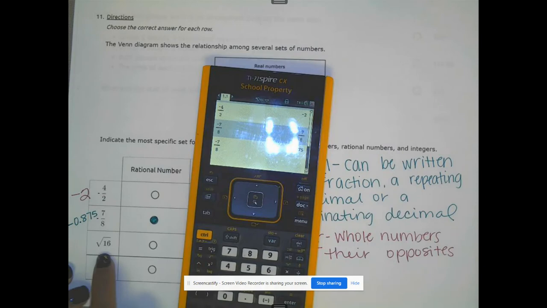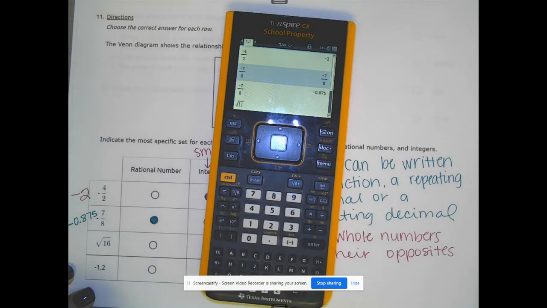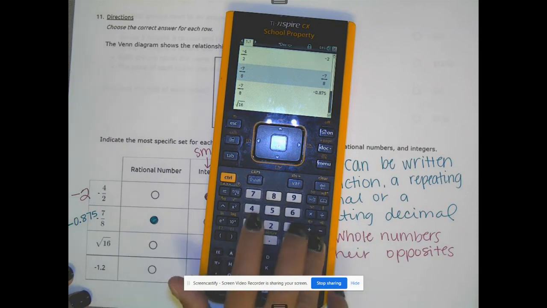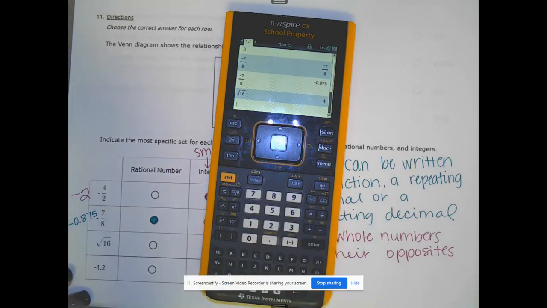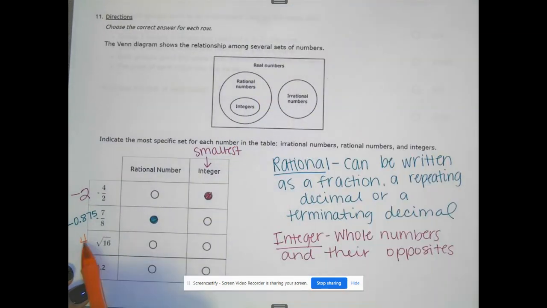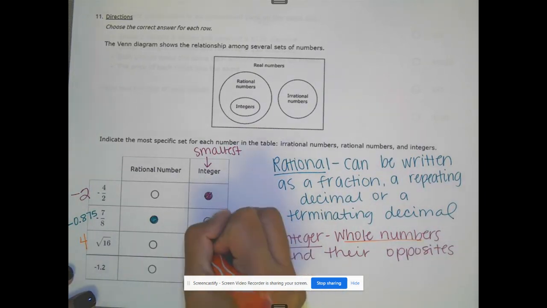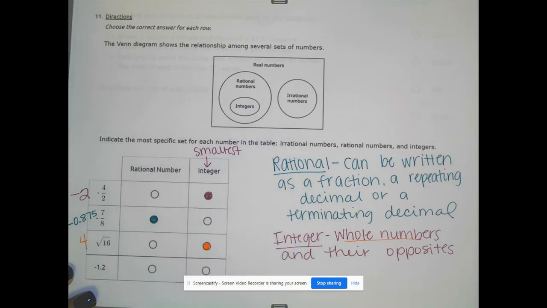So now I'm going to check the square root of 16. So control x squared. When I type in 16 and I click enter, that tells me 4. Now, again, 4 can be written as a fraction if I put a 1 under it, but it is also a whole number. So we want it in the smallest one possible. So I would put it in integer.